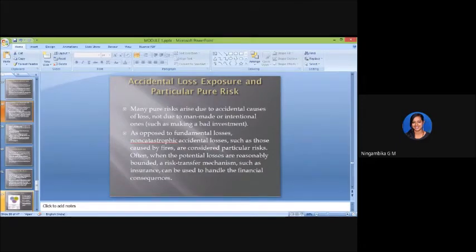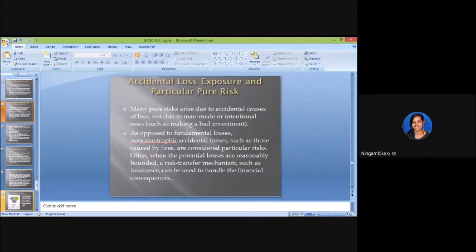Many pure risks arise due to accidental causes of loss. So not due to man-made causes, but they are not intentional either. Yes, so those are called accidental losses. Without any intention or man intervention, something goes wrong and that may lead to an accidental loss. As opposed to fundamental losses, non-catastrophic accidental losses, such as those caused by fires, are considered to be a particular risk.